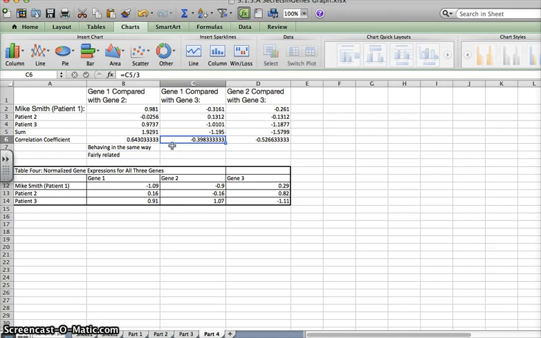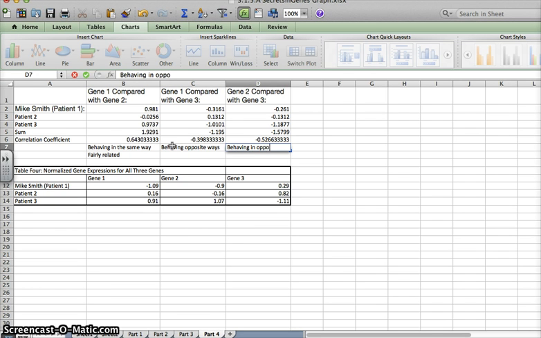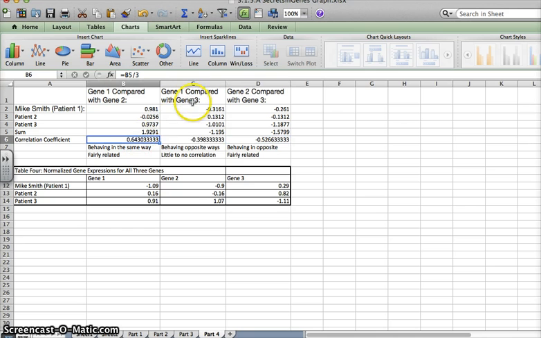Alright, now this one is behaving, since these two are negative, in opposite ways. This one is just like this one. They're fairly related because it's closer to -1 than to 0. Not quite as heavily as this one, but they're fairly related. And then these are almost little to no correlation. So the two that we can find the most about are gene 2 and 3, and 1 and 2. 1 and 3 are not really all that related, but behaving in opposite ways.